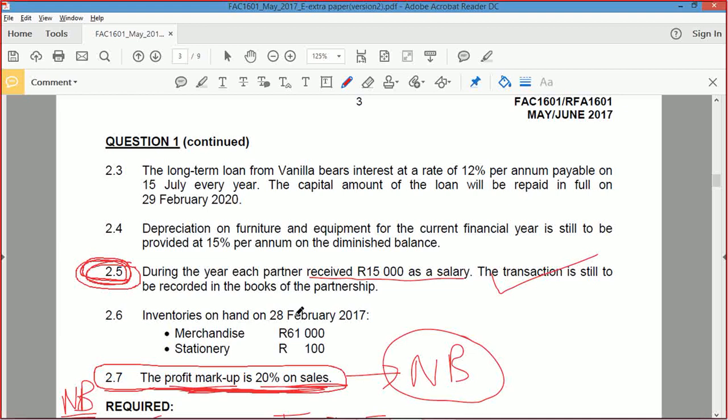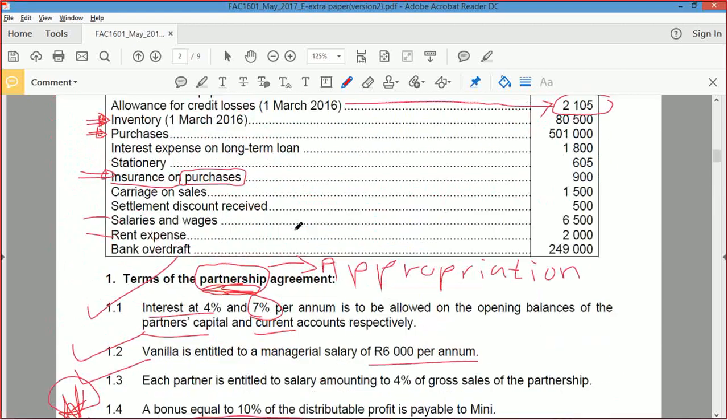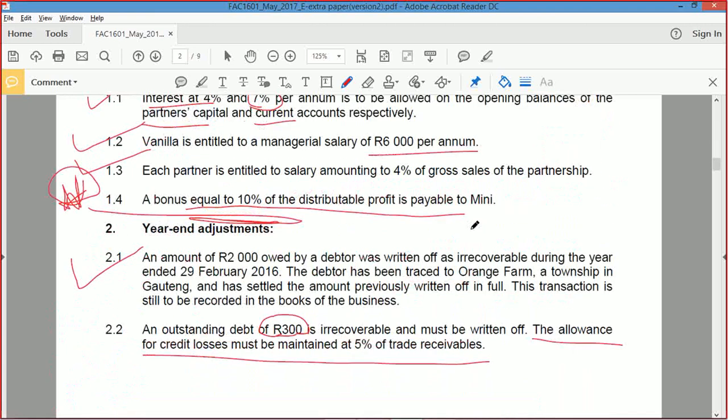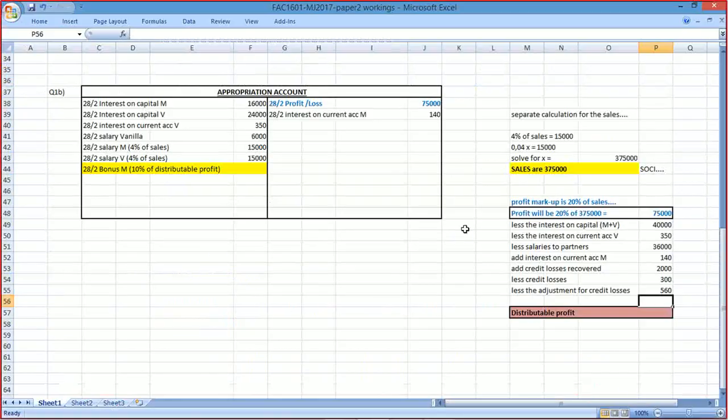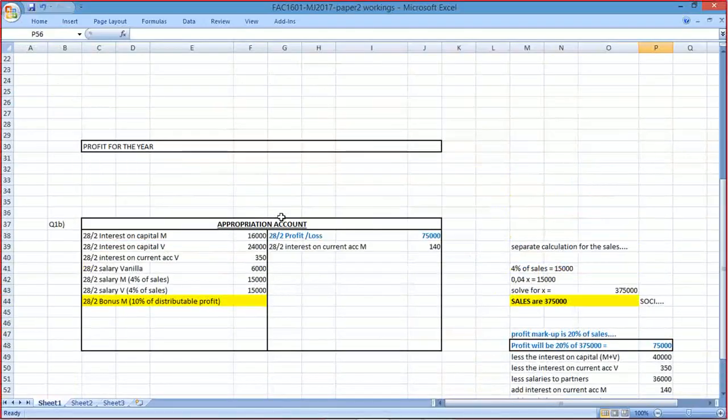Okay, and it's considered what? Interest expense. Okay, so 12% per annum payable on the 15th of July every year. So I need to know how much the interest is. Let's go and find the loan. Long-term loan from V, 40,000, right? Yes. Okay, so 40,000 times the interest rate of 12%.